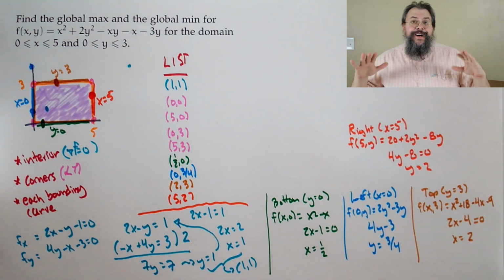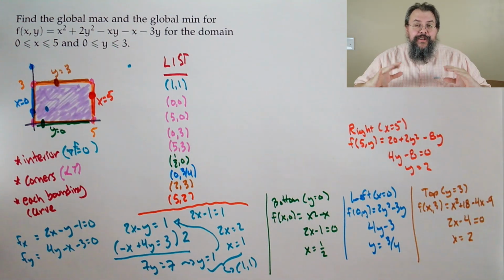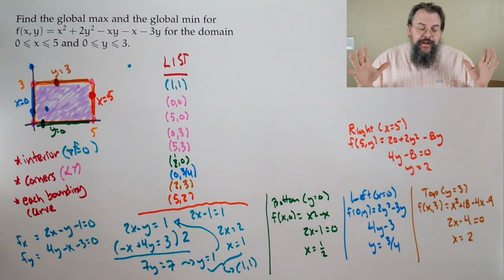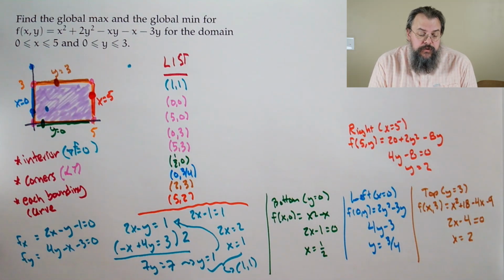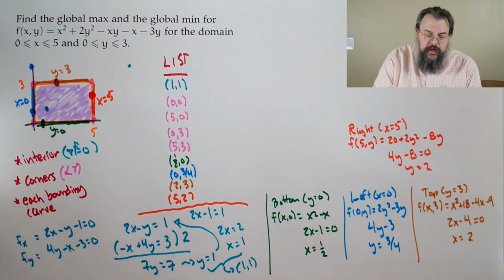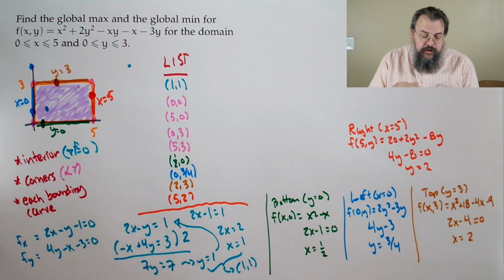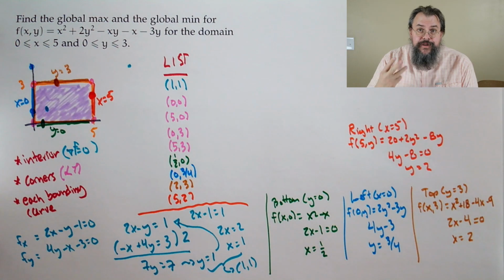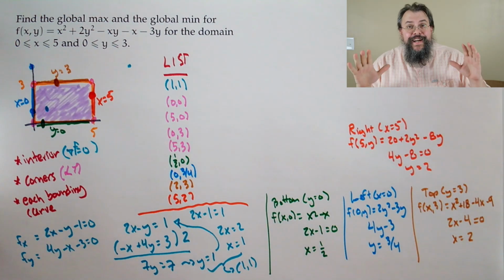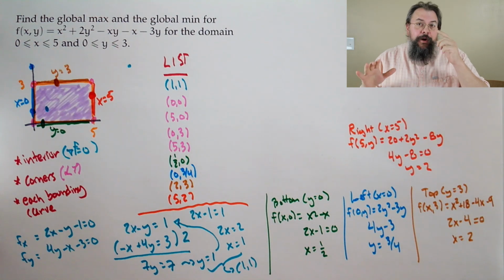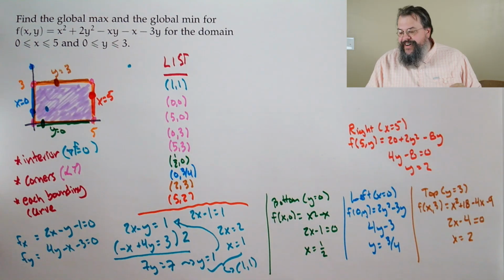Now it's kind of good to pause and just reflect. Did we capture everything that we should expect to capture? Well, what should be true? We should have checked the interior, and we got a point. We made sure we got all the corners, and we checked every single edge. All right, so we've made our list. Whew, what a list.